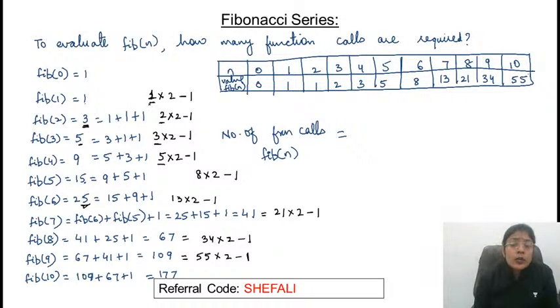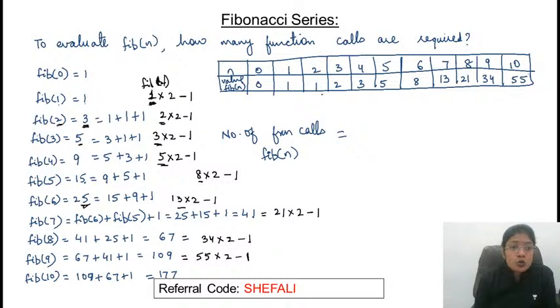What is the sequence? What is the series? This is 1, this is 2, 3, 5, 8, 13, 21, 34 and then 55. This is Fibonacci series. किसकी value ले रहे हैं? For Fibonacci 1, this is what? This is considering the value of Fibonacci 2. Fibonacci 2 is what? That is 1. 1 into 2 minus 1.